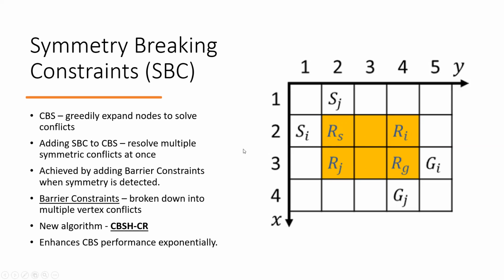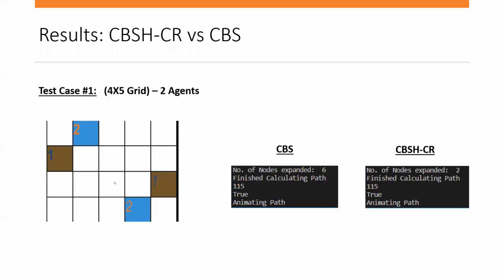There is a new algorithm called CBSH-CR, which stands for conflict-based search heuristic cardinal rectangle reasoning, which enhances CBS performance exponentially. We'll discuss a few results of CBSH versus CBS. You can see the example problem which I described earlier, and this is the result for that. As I said, CBS expanded 6 nodes, whereas CBSH with symmetry breaking expanded only 2 nodes.